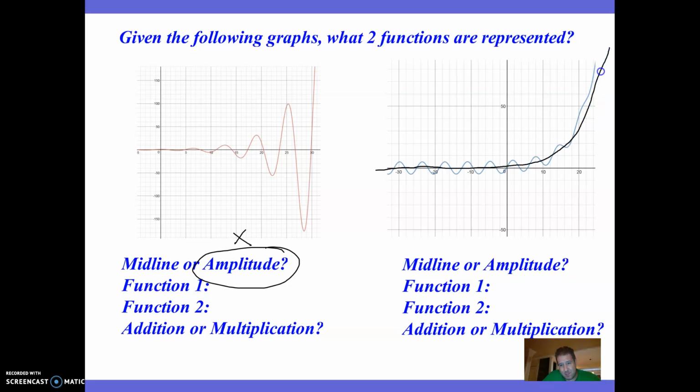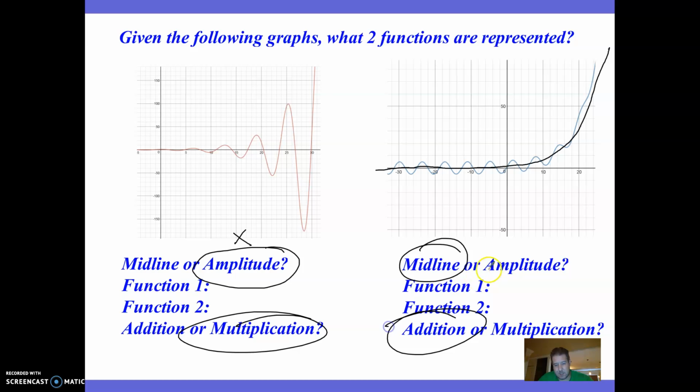The midline is changing this time, not the amplitude. So you notice that the waves still have the exact same height all the way across. Only the middle of the wave is curving up like this. So this is trigonometric, and it's, okay, this one was addition. This is trigonometric and exponential.